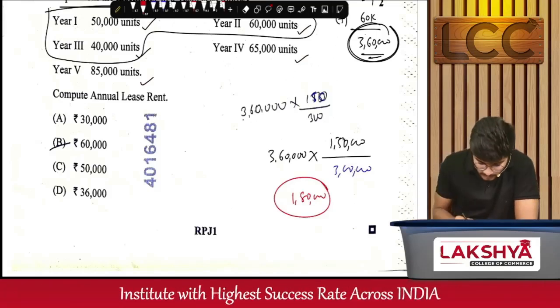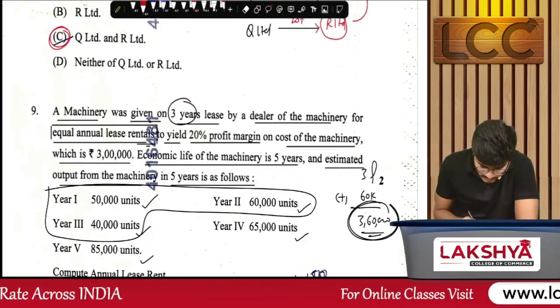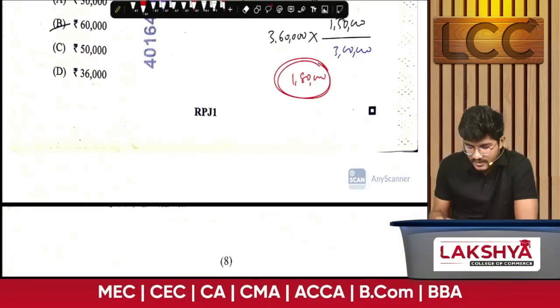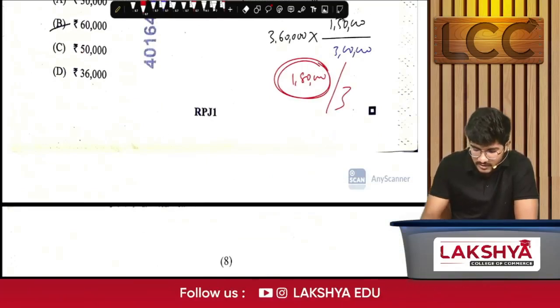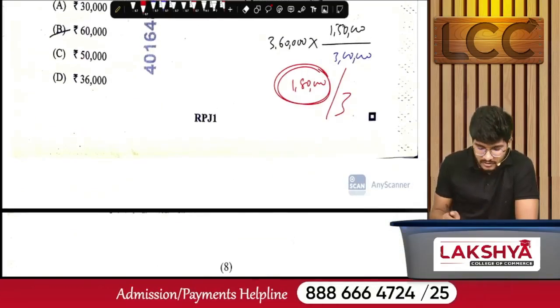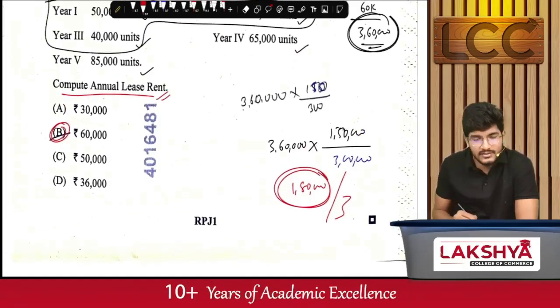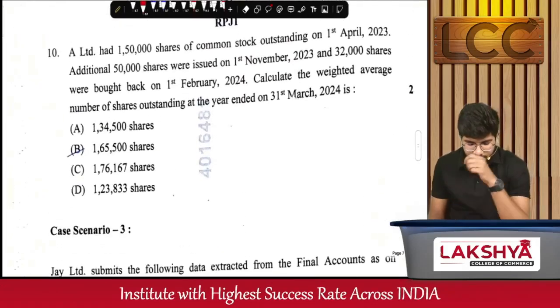Now what is the question about? Compute annual lease rent. They have given equal annual lease rentals. So the total lease rental for 3 years is 1,80,000. Equal means divided by 3. So 1,80,000 divided by 3, that is 60,000. So 60,000 is the annual lease rental. So that is the correct option.